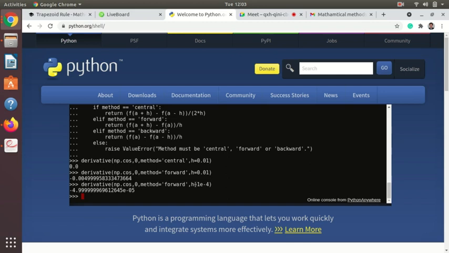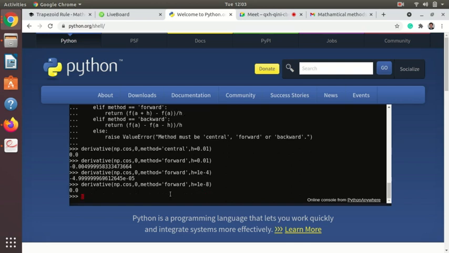So if you keep on increasing the accuracy, here it is 10 raised to minus 2, here it is 10 raised to minus 4. Let's say we make it 8. Now it is giving 0. So in case of central also, it might sometimes need higher accuracy. 10 raised to minus 8 means h is very close to 0. In case of 0.01, it is still a big number.